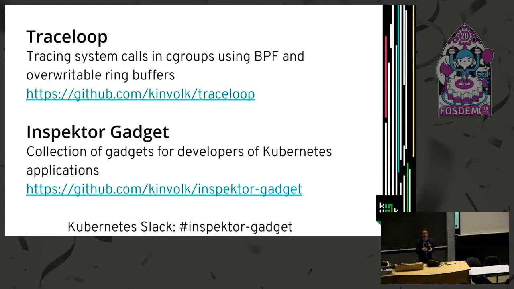So Traceloop is a command line tool or a daemon that you use on one machine, and Inspektor Gadget is on a Kubernetes cluster. If you are interested in those projects, you can join the Kubernetes Slack. There is an Inspektor Gadget channel there.